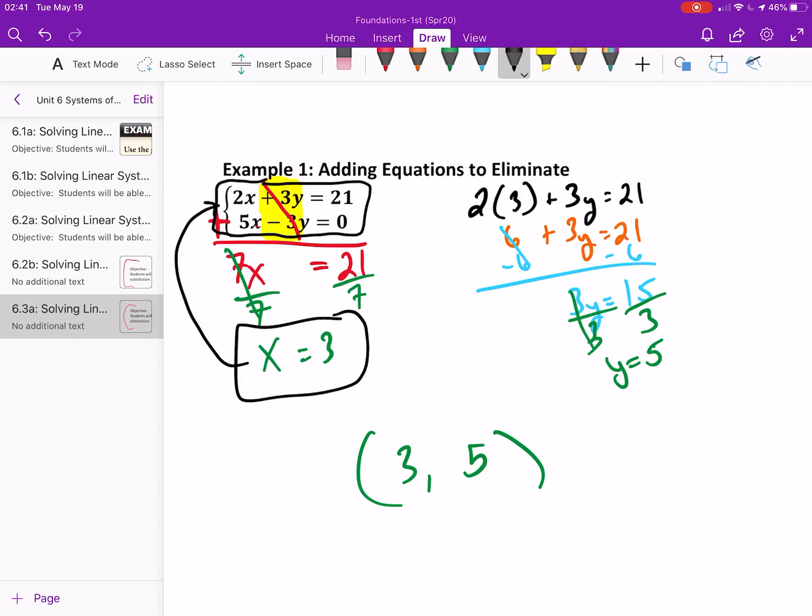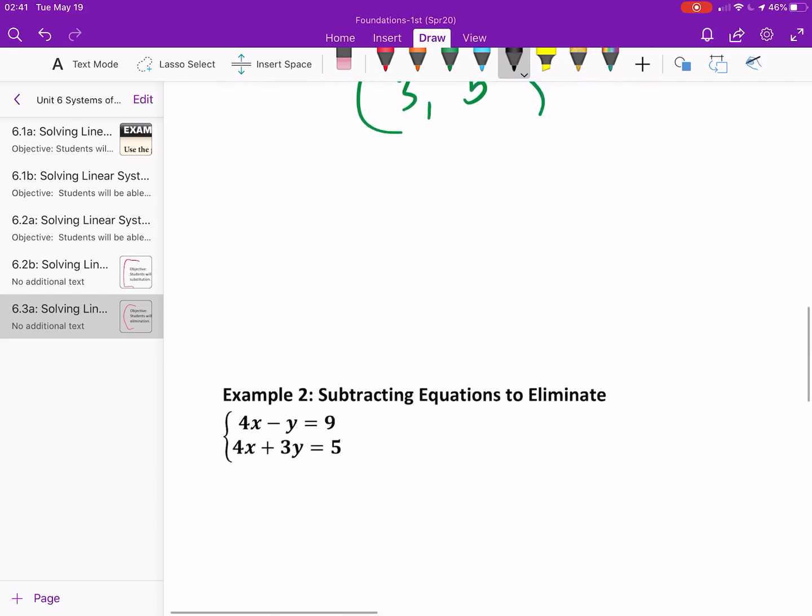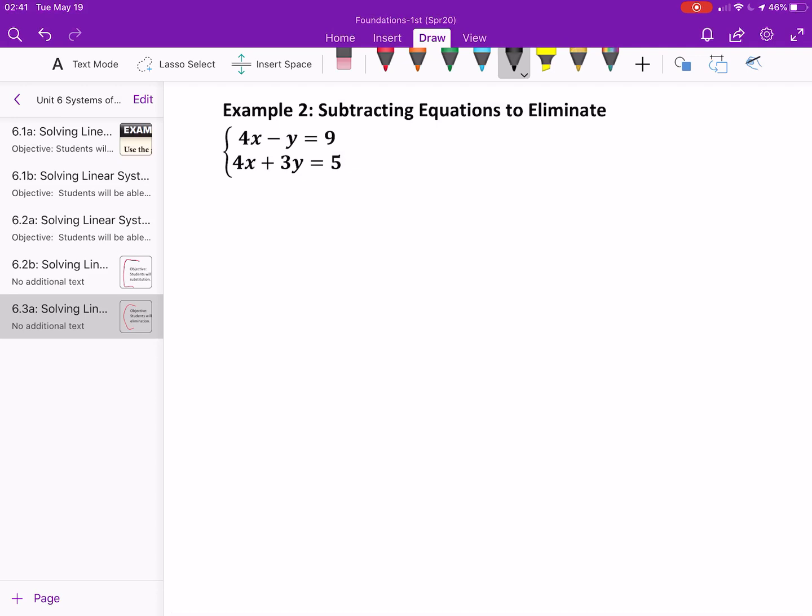We're going to add the equations together, or what we're going to see in example 2, we're going to subtract the equations to be able to eliminate one of the variables, solve for the other, and get this done. And so, in this problem, what do we have to do? The y's aren't going to cancel here. If I do negative y and then either add or subtract 3y, I don't get it to cancel.